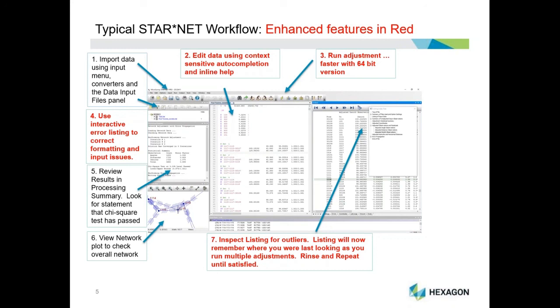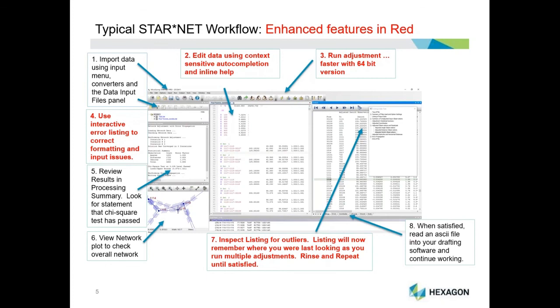And so the typical process as you're at this stage in a least squares adjustment is that you'll be making small changes, running the adjustment, inspecting the listing, and as I say, essentially you rinse and repeat until you're satisfied with the results.